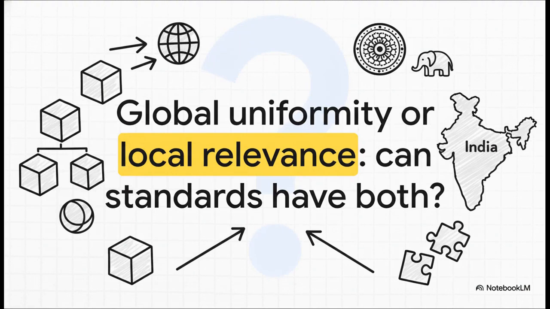And all of this leaves us with a really big question. In a world that's pushing for universal standards in everything, how much room should there really be for local flavor? Is the end goal perfect global uniformity? Or is a tailored, locally relevant approach actually the better way to go? Can you really have the best of both worlds?